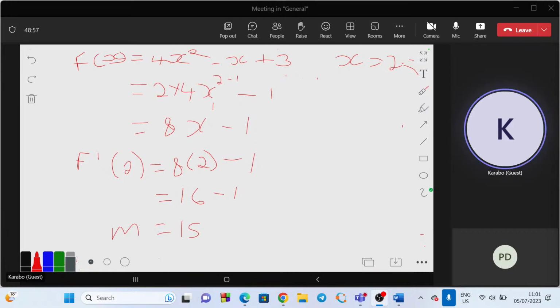I'm done with the first part. Alright, let me see. F prime, you got it right: 8x minus 1 is fine. F prime of 2, you substituted there: 16 minus 1 is 15. Yes, it's fine, it's okay.